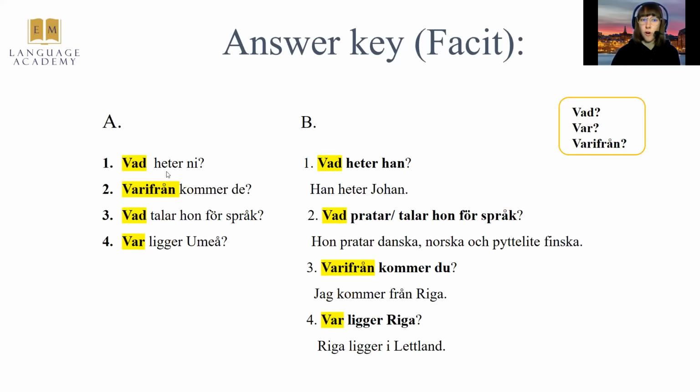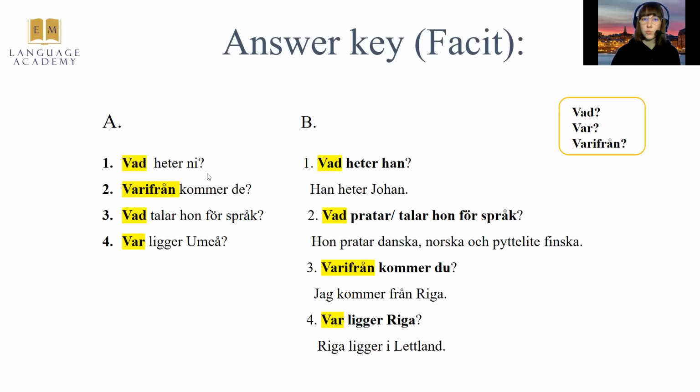The correct answer is vad heter ni. Blank kommer de. Most probably we want to say where do they come from, and then we insert the question word varifrån kommer de. Next we have blank talar hon för språk. That's right, the question word is vad talar hon för språk. And then the last one, blank ligger Umeå. Remember, the word ligger always refers to position, to place. That means we have to use the question word where, or var ligger Umeå.